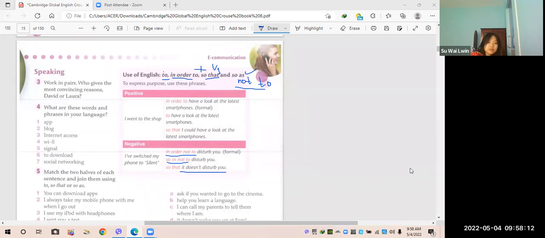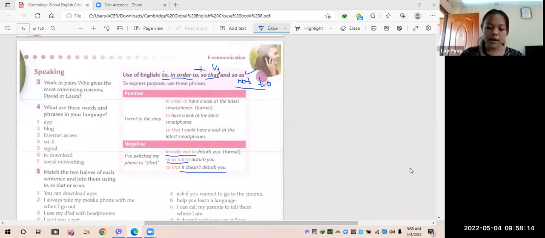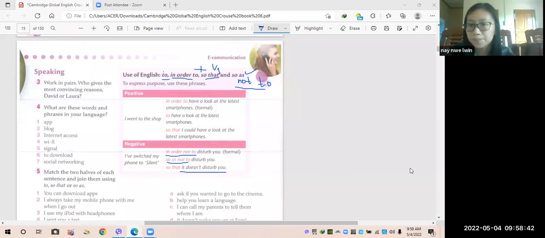I went to the bookshop in order to get the new bestseller books. I went to the cinema to have a look at the new movie. I went to Paris so that I could have a look at the Eiffel Tower. I have put down my phone so as not to disturb you in public. So you can just make one.